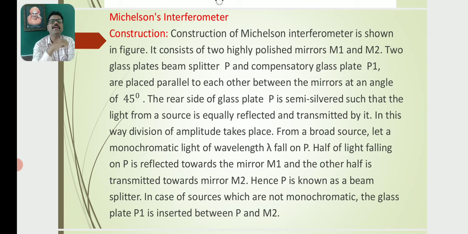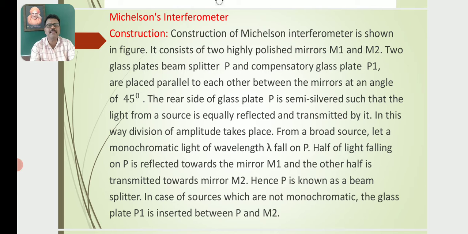Michelson's interferometer construction. The construction of the Michelson interferometer is as shown in the above diagram. It consists of two highly polished mirrors M1 and M2, two glass plates: the beam splitter P, and the compensator, a glass plate P1.